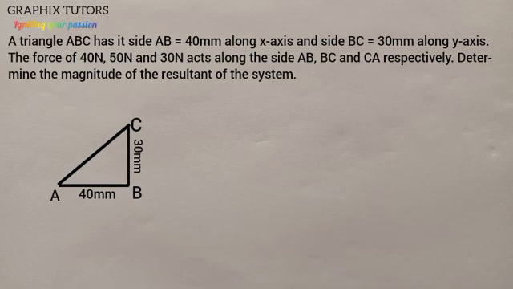Now, it says the forces of 40 Newton, 50 Newton, and 30 Newton act along the sides AB, BC, and CA. So we have three forces. It means that the first one, 40, is for AB, the second one, 50, is for BC, and the third one, 30, is for what? CA. That's why they put the word respectively.